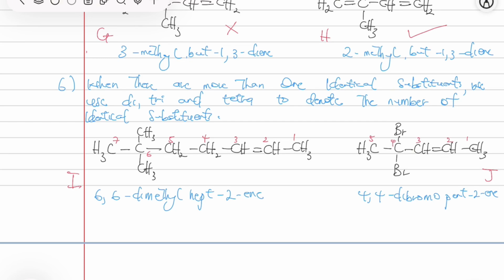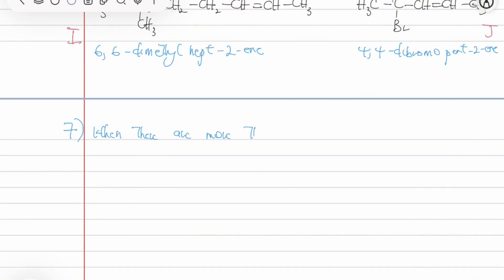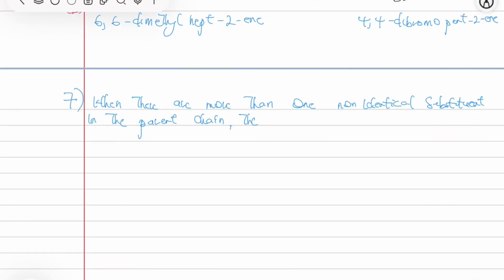Compound J is named 4,4-dibromo-pent-2-ene. It is 4,4 because we have bromine as the substituent in the parent chain, and the 2 bromines are in position 4 of the parent chain. That is why it is 4,4-dibromo. Then the parent chain is pent-2-ene because the longest chain containing the double bond contains 5 carbon atoms, and the double bond is at position 2 of the parent chain. That is why we named compound J as 4,4-dibromo-pent-2-ene.